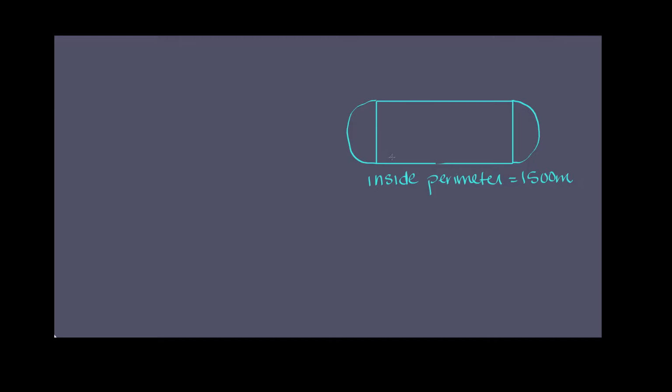Inside perimeter basically means if you were to run all the way around the track, you would run 1,500 meters. Part A suggests that we label the dimensions of the rectangle x and y. It also reminds us that the circumference of a circle is pi times diameter, and it's asking us to write an equation for the perimeter of the track.